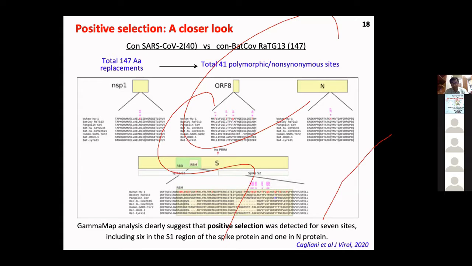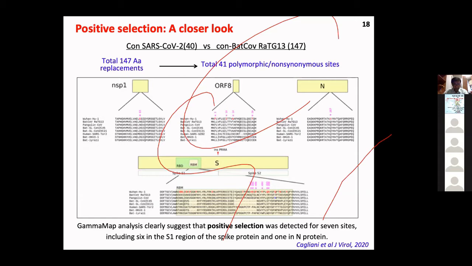The gamma map analysis clearly suggests that positive selection was detected for 7 sites, including 6 in the ACE2 binding region of the spike protein and 1 in the N protein. Now, if the cutoff or the rigidity of the gamma map analysis is lowered a little bit, then almost 35 sites out of those 41 polymorphic or non-synonymous sites become positively selected. So that explains that during natural selection, a bunch of sites underwent positive selection and the virus emerged.